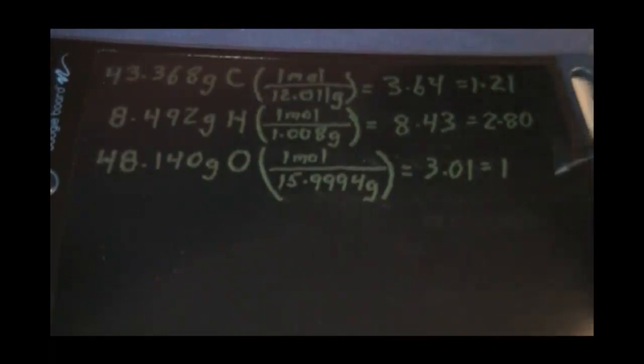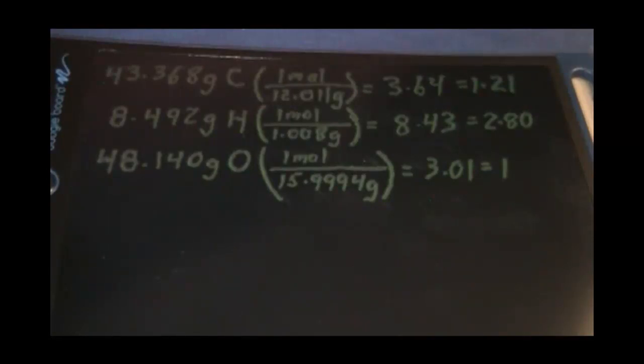Now, these numbers over here, in order to round them, the remainder has to be either greater than 0.9 or less than 0.1. Since 0.2 and 0.8 aren't close enough to round, we have to multiply by integers in order to get a whole number. Well, if we multiply everything by 2, that would give us 2.42, which isn't any closer than the 1.21 is. In fact, it's further away.